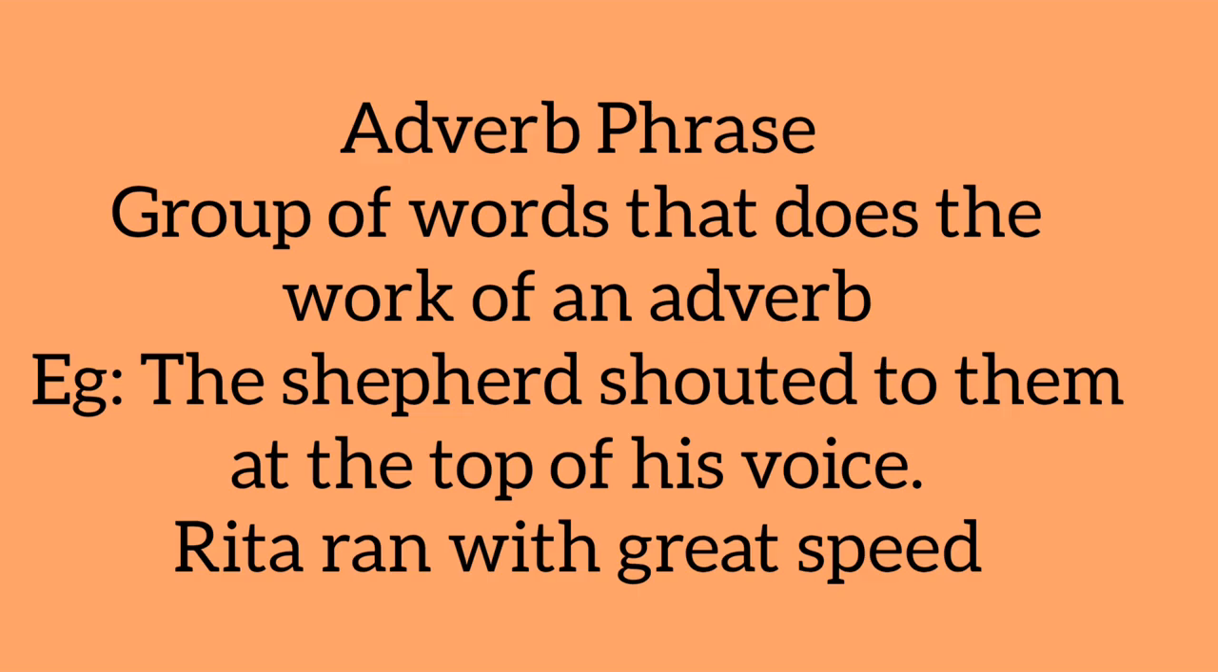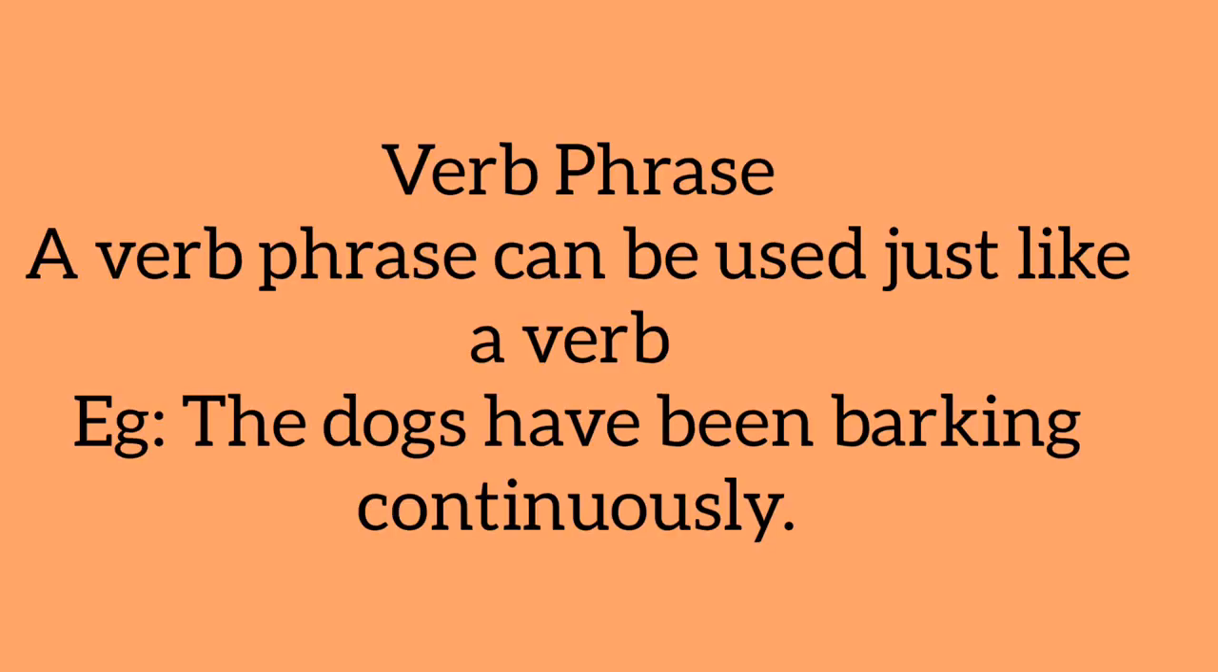Look at another sentence. Rita ran with great speed. Here with great speed is the adverb phrase. Verb phrase. So what is a verb phrase? A verb phrase can be used just like a verb. It has a main verb and an auxiliary verb. For example, the dogs have been barking continuously. Here, have been barking is the verb phrase.